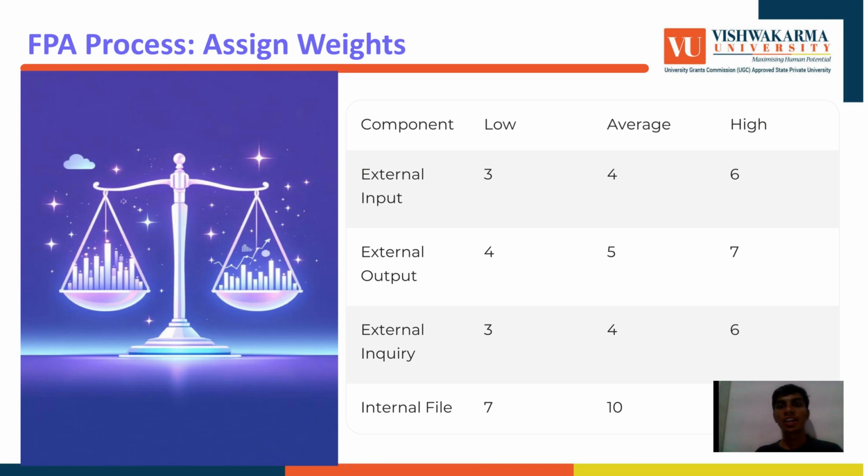Here we assign numerical weights based on type and complexity. There is a standardized table. For instance, a simple external input is worth 3 points, an average one is 4 points, a complex one is 6 points. Each component type has its own weight set. Once we apply this, we sum it all up to get the unadjusted function point count, which is a baseline measure of functional size. From there, you can apply adjustment factors for things like performance or usability if needed.